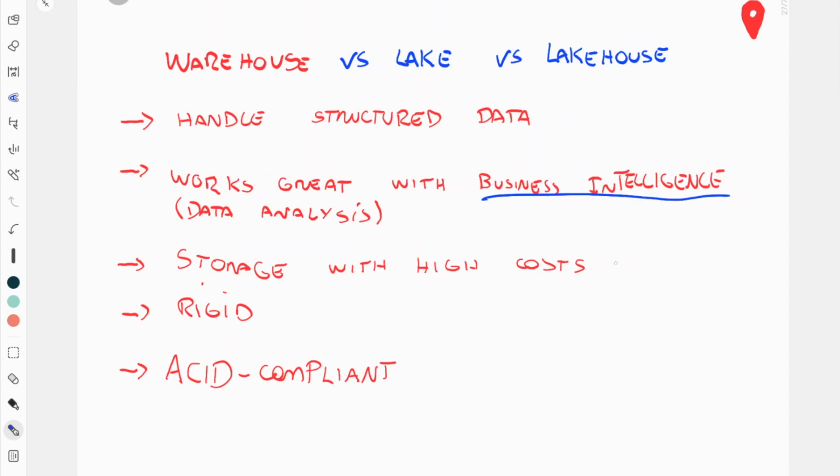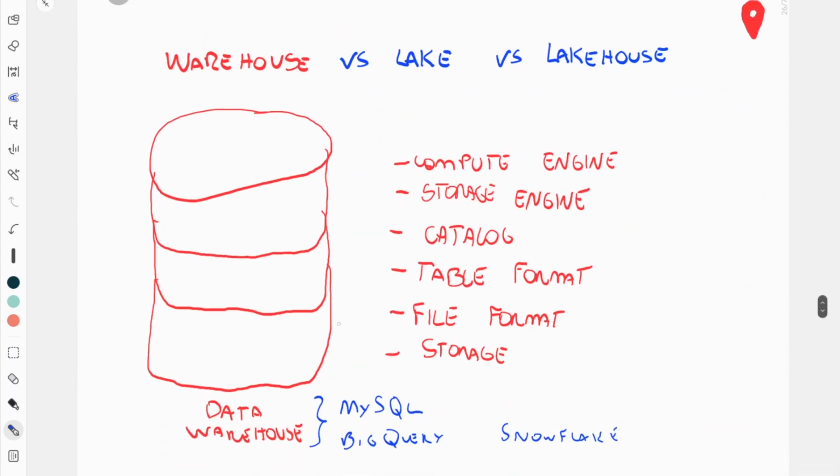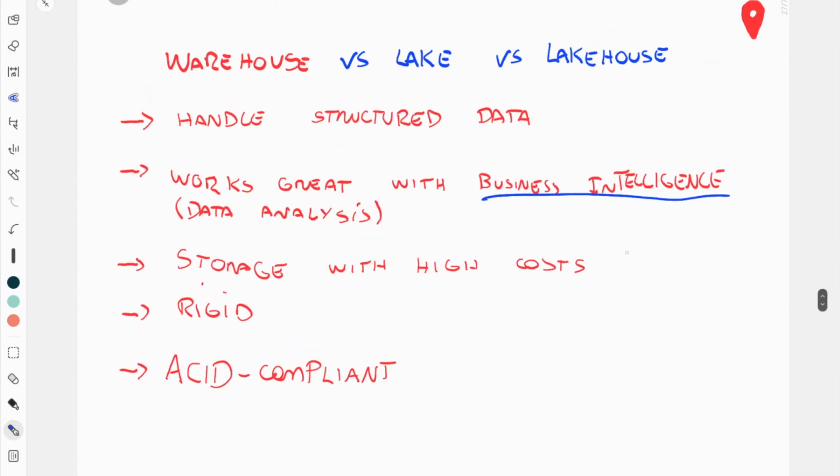But you have storage at high costs exactly because it is a black box, let's say, and you have storage with high cost because you don't have to handle a lot of these parts, and it's a rigid system, but it's ACID compliant. As I said before, in another moment, you have great importance on ACID compliant handling of the data.